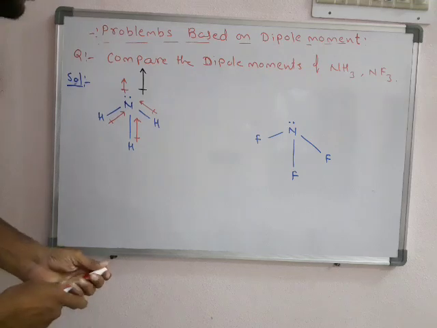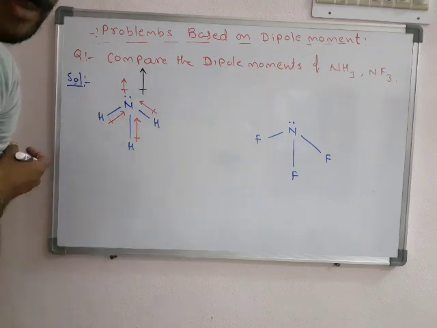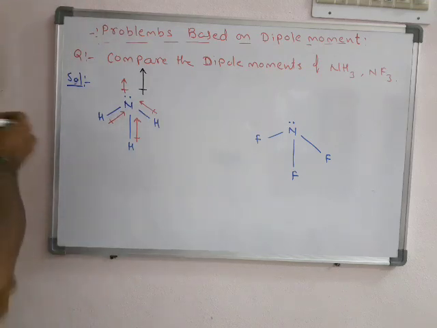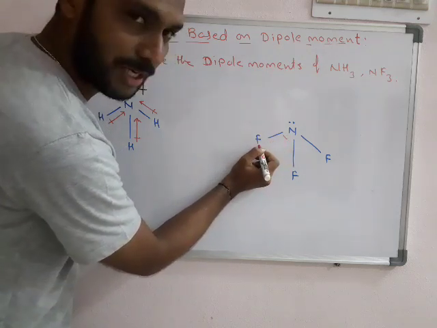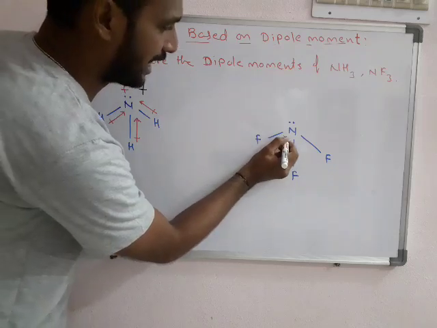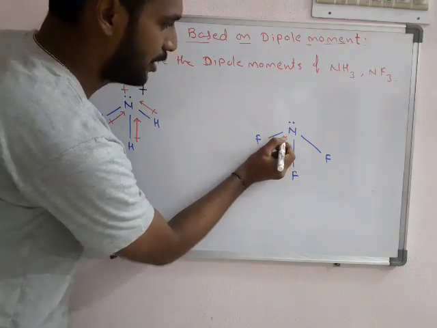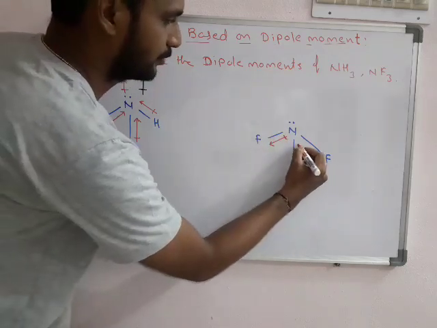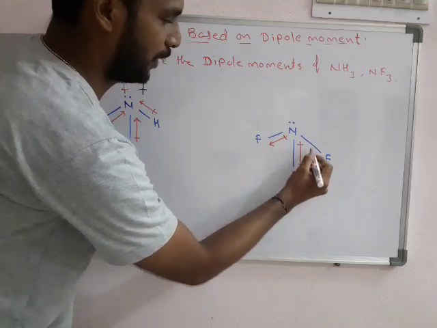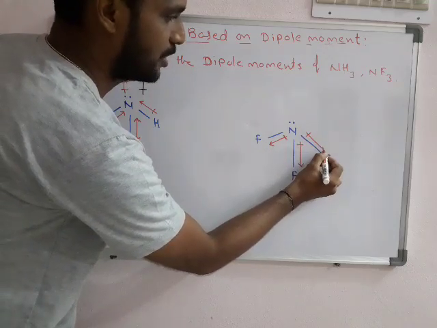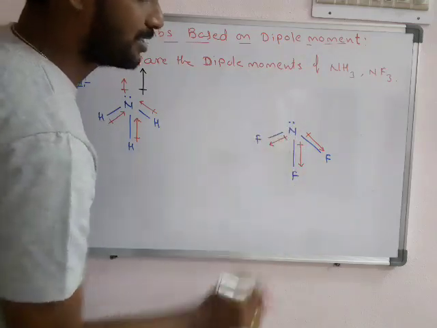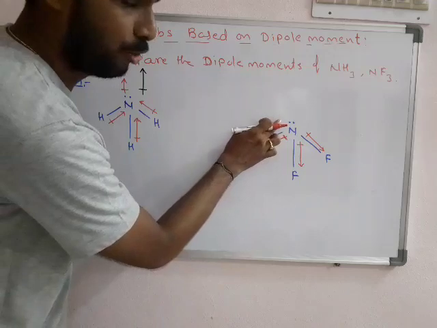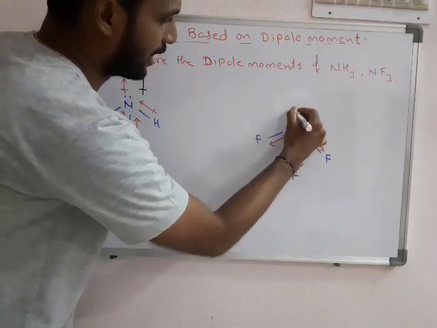Now we compare the same thing in NF3. Okay, so NF3 లో కంపేర్ చేద్దాం. ఇక్కడ NF3 లో N కి F కి which is more electronegative? Fluorine is more electronegative. So కాబట్టి towards the fluorine. It is also towards the fluorine. It is also towards the fluorine. So here 3 are in downwards direction. But what about this? It is lone pair. Lone pair కాబట్టి lone pair direction లో ఉంటుంది.